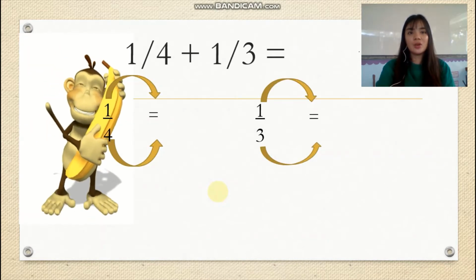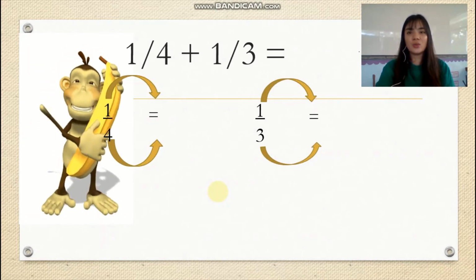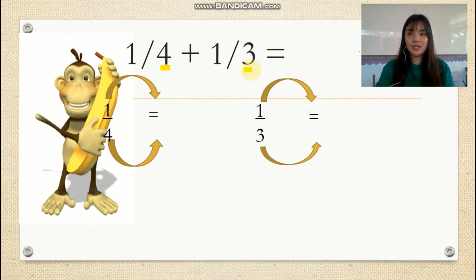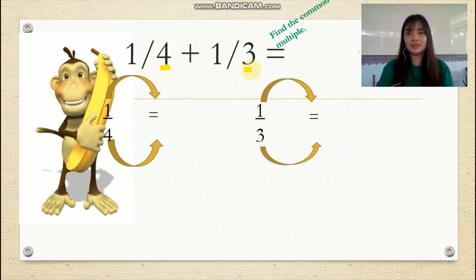Like 1/4 plus 1/3. You can see that our denominators aren't the same. So what are we going to do first? We need to find the first common multiple of these two numbers. So what is the first common multiple of 4 and 3? It is 12.